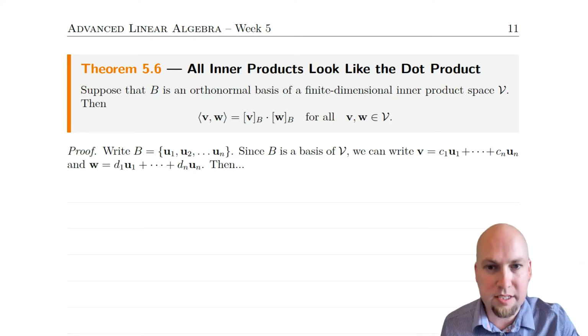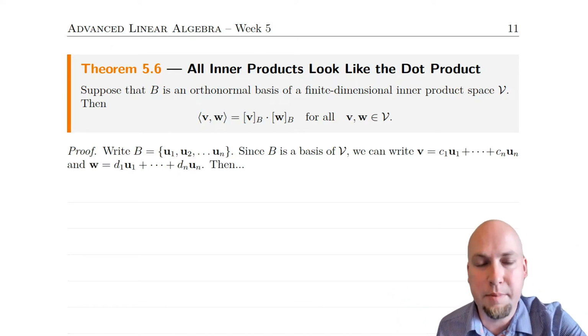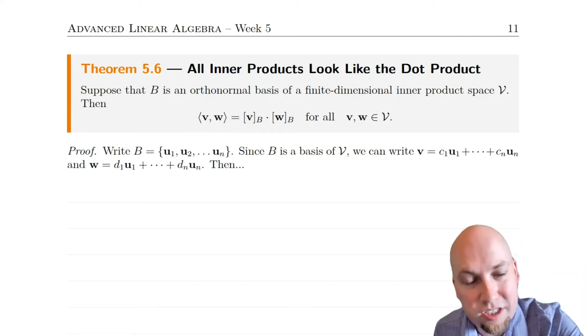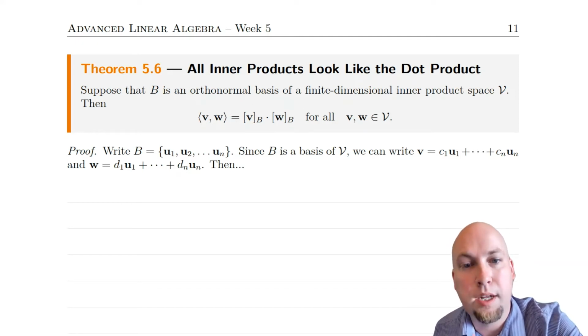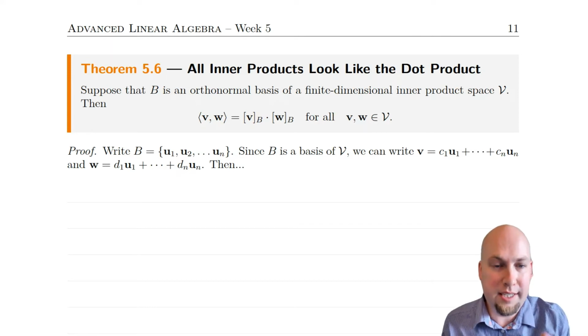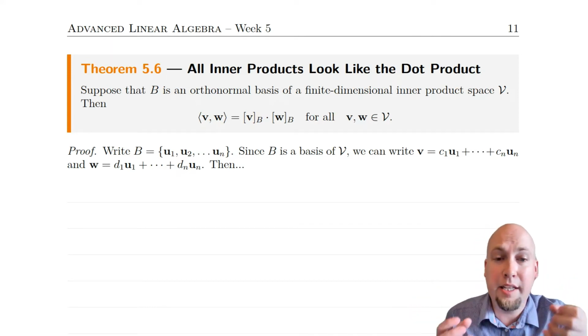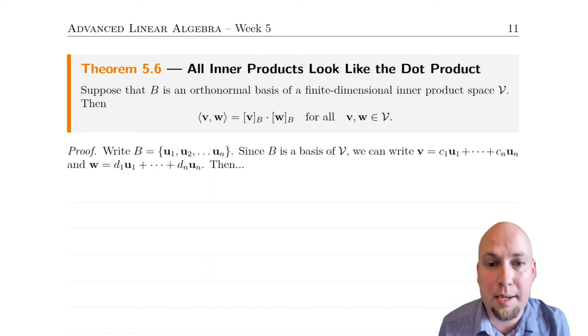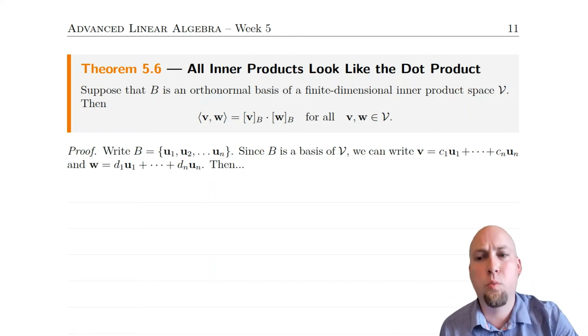Okay, so great, you've got some orthonormal basis of a finite dimensional inner product space. Then what the theorem says is that the inner product on that inner product space is just equal to the dot product of the coordinate vectors of the individual vectors in that vector space. So you can think of the inner product really as the dot product as long as you look at things in the right basis. All right, so where does this come from?